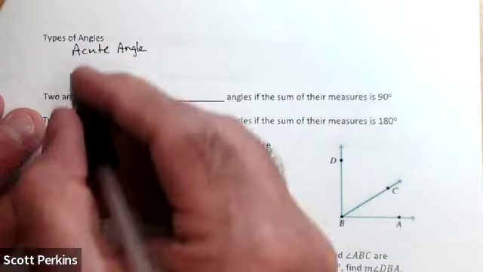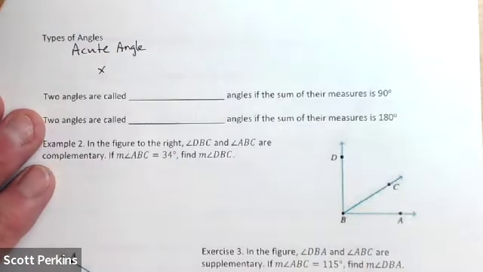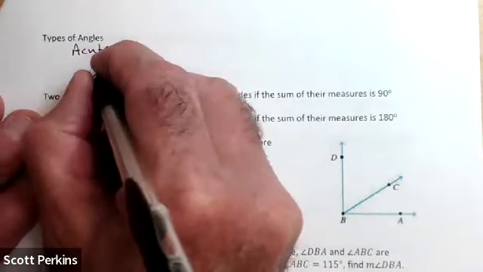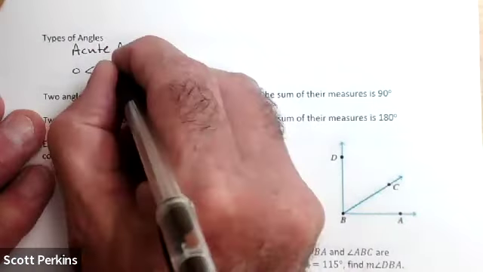And acute angles have measurements. I'm going to use the letter X for the measurement of the angle. The acute angles have measurements that are greater than zero, so they actually exist, and they're less than 90.